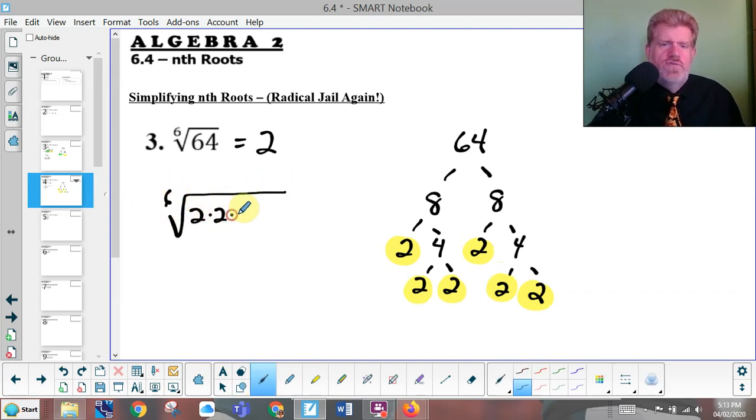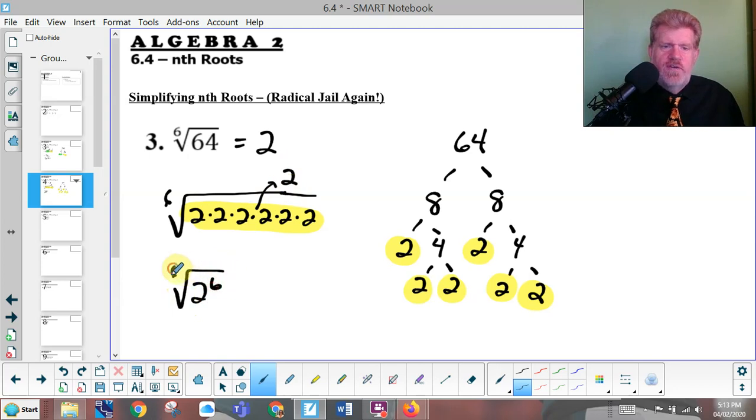Which means I've got 6 of them. 1, 2, 3, 4, 5, 6. And all 6, it takes all 6 to escape. But how many get out? Just 1. Another way to think about it is this. We had 2 to the 6th power. That's how many 2's we have. Oops, let me fix that.